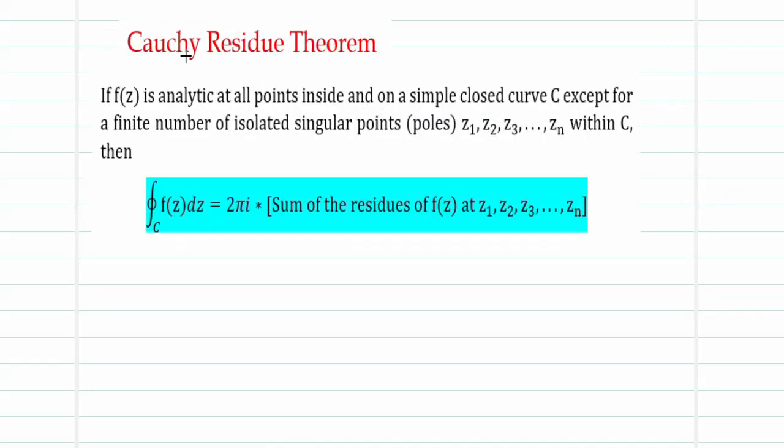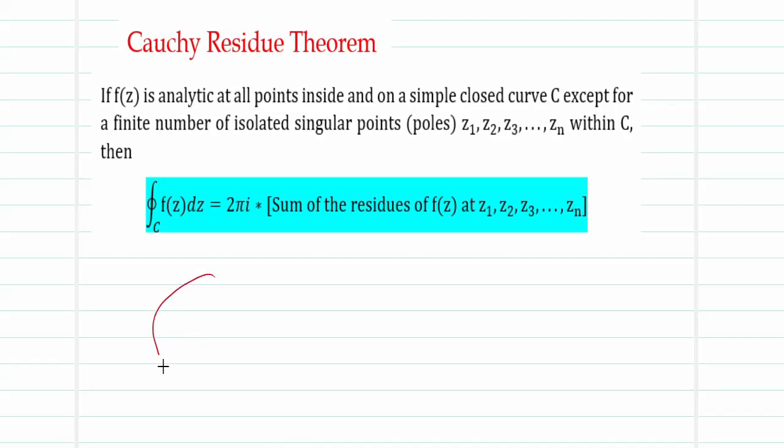Now coming to Cauchy residue theorem. If f of z is analytic at all points inside and on a simple closed curve C, except for a finite number of isolated singular points which we refer to as poles and name as z1, z2, z3 up to zn which lie within C, then the integral over C of f of z dz will be 2 pi i times the summation of all the residues of the function at these poles z1, z2, z3 up to zn.